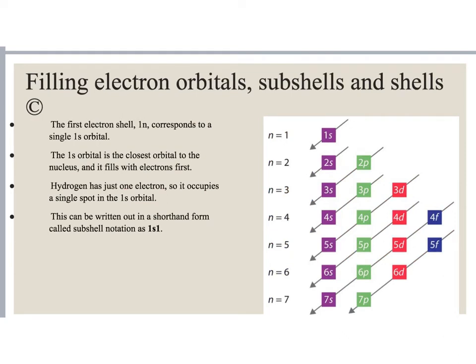Alright, so we finally get on to actually filling electron orbitals, subshells and shells. We talked about how the first electron shell, and please copy these notes, contains a single s orbital. It's the closest one to the nucleus. It fills with electrons first because that's the most energetically stable. So for example, hydrogen has 1 electron, so that just goes in the 1s orbital. We write that as 1s1, with that little 1 as a superscript, like that. This little diagram here helps explain how things get filled.